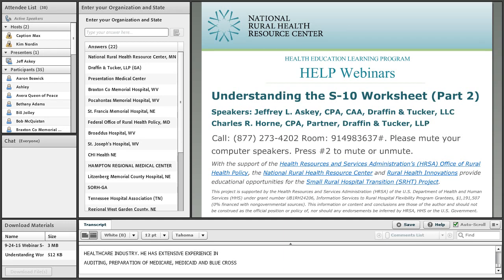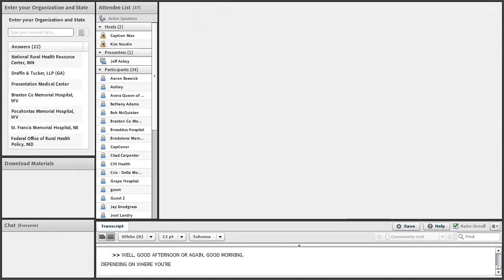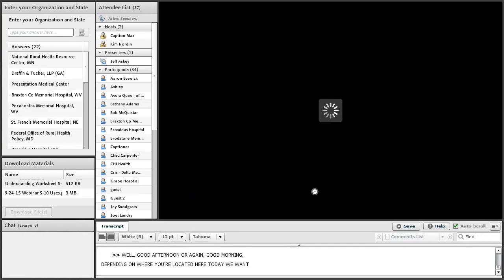Charles is a partner in Draffin and Tucker's Audit and Accounting Service Group, where he concentrates on the healthcare industry. He has extensive experience in auditing, preparation of Medicare, Medicaid, and Blue Cross reimbursement reporting forms, tax return forms, and provider representation in dealing with state and fiscal intermediaries. Charles is directly involved in the full range of accounting services provided to hospitals, nursing homes, and other healthcare facilities. Charles is a certified public accountant licensed to practice in Georgia and Alabama.